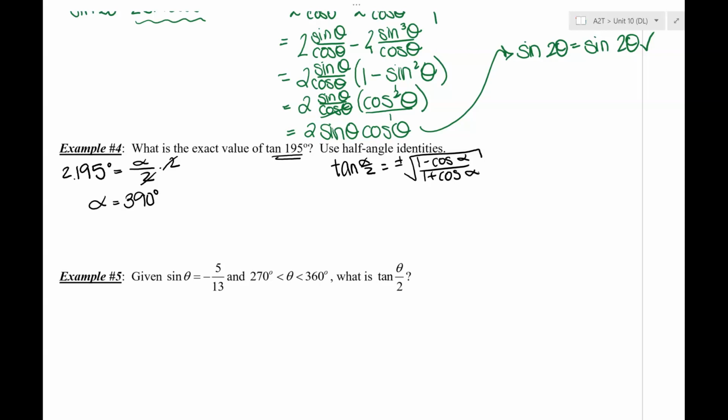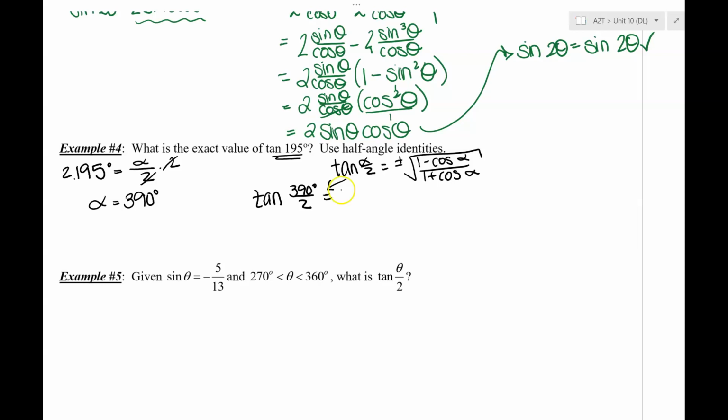Okay, so ultimately, and I'm going to go this way, tangent of 390 over 2. We're trying to find the tangent of 195, which means we had to use the half angle and double the original, okay? If you're asked to use the double angle formulas, you have the original. If you're asked to use the half angle identities or formulas, you double your original, okay?